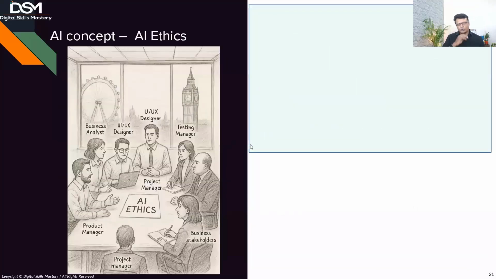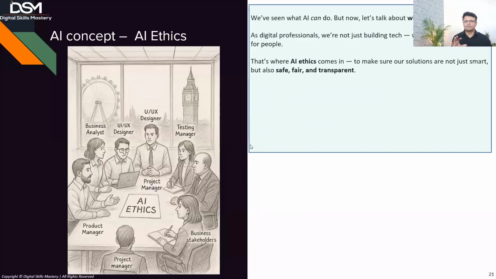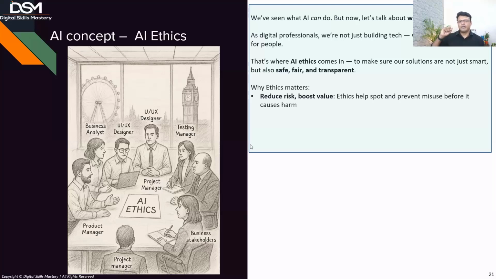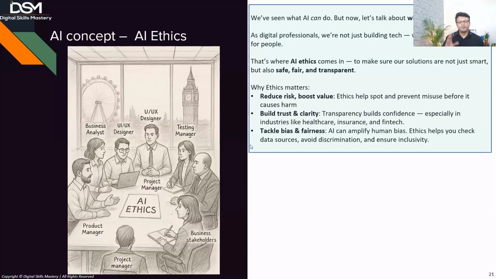Moving forward, we want to very quickly touch upon the concept of AI ethics. Now, as digital professionals, we are not just building technology, we are also shaping outcomes for people. And that is where AI ethics comes into play, so that it has to be safe, fair, and transparent. What it means is you have to reduce the risk, boost the value, build trust and clarity, and tackle any bias and fairness. We'll show you some examples that as a product manager or business analyst, when you're building a product, you also have to keep an eye on this element of AI ethics, and also see if there are any rules, laws, regulations or policies that you need to follow for certain countries as well.